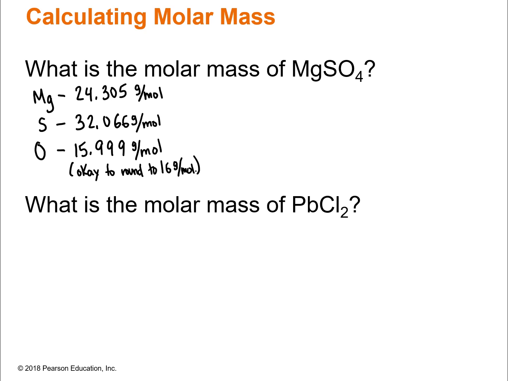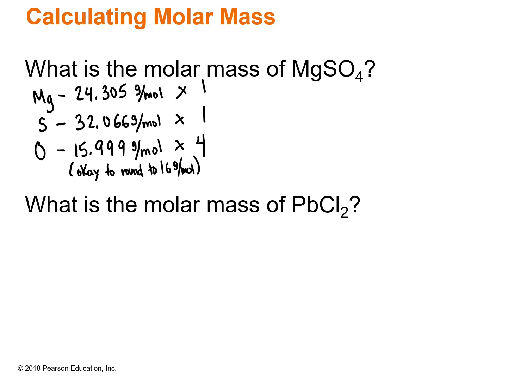So we've got all of our information from the periodic table, but we still haven't answered the question of the molar mass of magnesium sulfate. How many magnesium atoms are in this compound, magnesium sulfate? There's one. Same thing for the sulfur. How many oxygens do we have? We've got 4 of them.